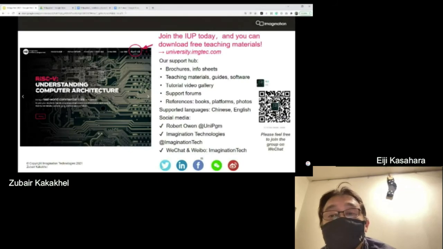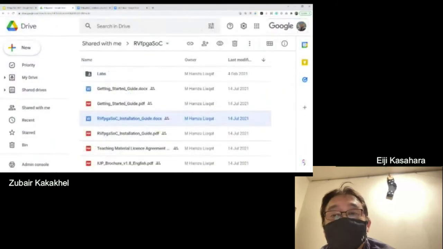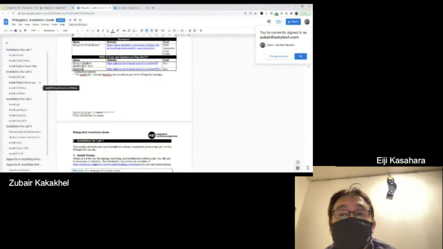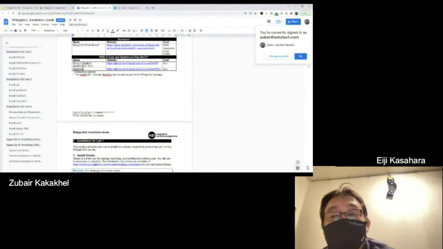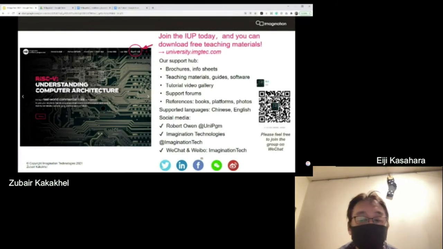The full material, the labs themselves and all those components, and the getting started guide and the installation guide, which shows how to set up Vivado, the cable drivers, VS Code, all this material is behind the registration layer. But the brochures and the tutorial videos, there's definitely lots of stuff. If you head to university.imgtech.com, there is a lot of material that is freely available without any registration.